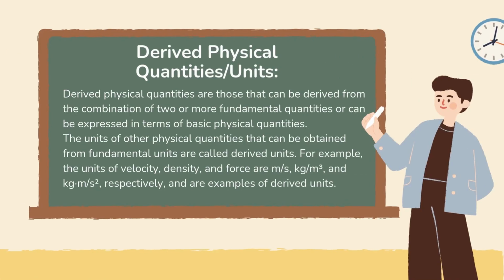Next is derived physical quantities and units. Derived physical quantities are those that can be derived from the combination of two or more fundamental quantities or can be expressed in terms of basic physical quantities. The units of other physical quantities that can be obtained from fundamental units are called derived units. For example, the units of velocity, density, and force are m/s, kg/m^3, and kg m/s^2, respectively, and are examples of derived units.